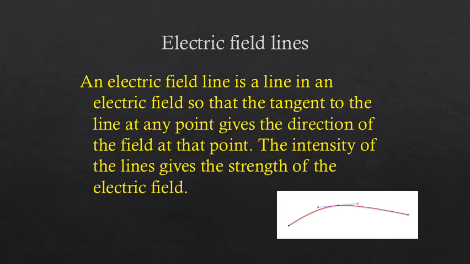Okay. So the second point says that the intensity of the lines gives the strength of the field. Okay, I'm just going to illustrate that with two examples. So here we have a particular electric field going from left to right. Okay, so because the lines are close together, that gives an illustration that that particular electric field is strong. Whereas if they were more separated apart, it illustrates that the electric field strength is actually weaker.